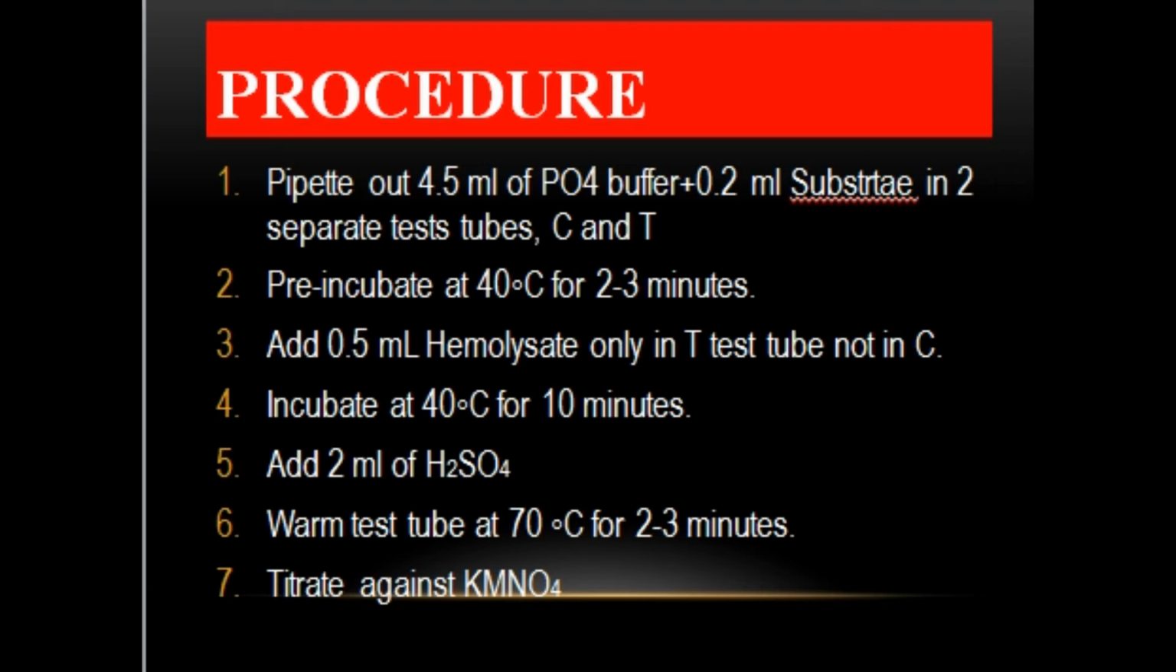So we will give 10 minutes time to convert hydrogen peroxide. So in the T test tube we will get the concentration of hydrogen peroxide less as compared to the control one. Control has the higher concentration of hydrogen peroxide as it doesn't contain any enzyme.